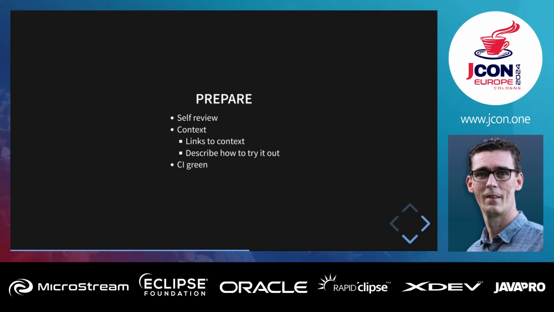And of course, is CI green? That's, I would say, the minimum. Or if you request a preliminary pull request, you can say, okay, CI is not green, but can you still take a look at a high level? But then you don't want to do a big review because it wastes a lot of time.